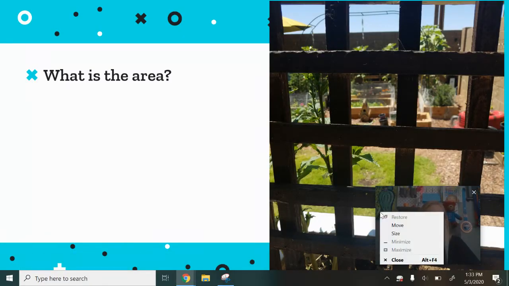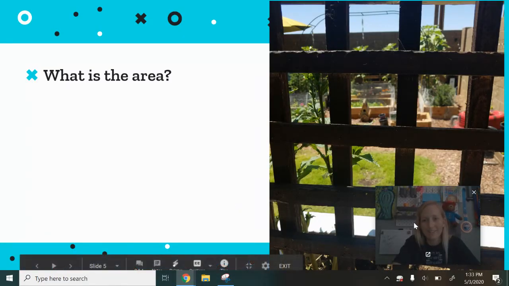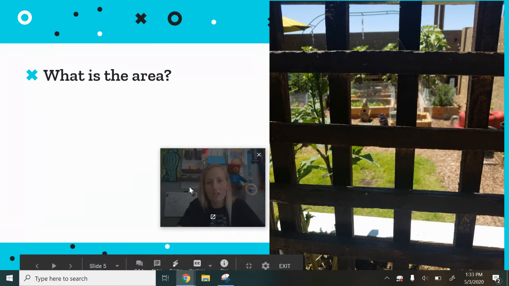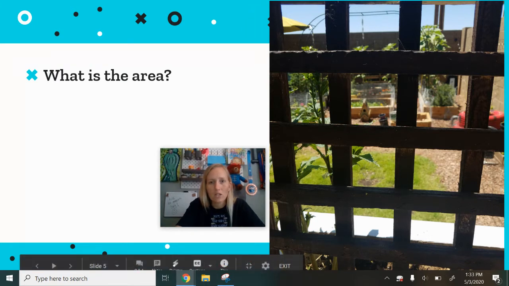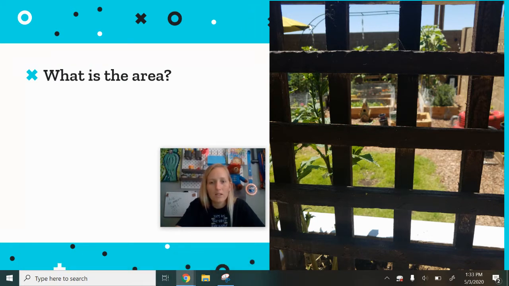Over here we've got a trellis, and I want to see how many squares are in here all together. We're going to do our length times our width to figure that out, or you can do an addition problem. I'll give you a second to figure that out.